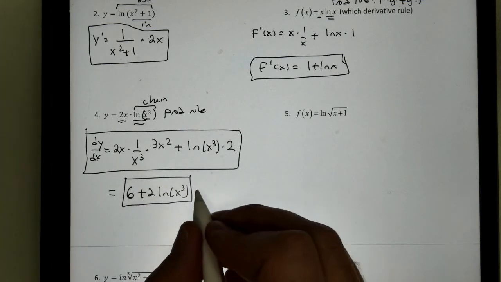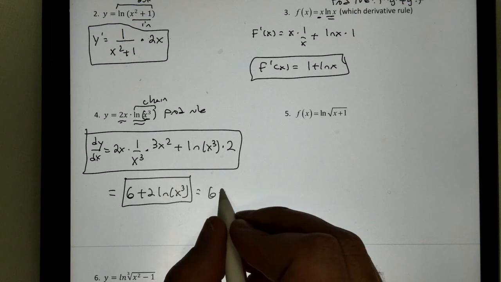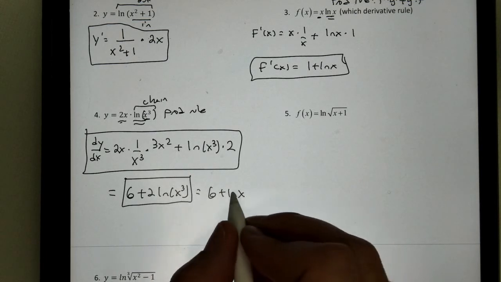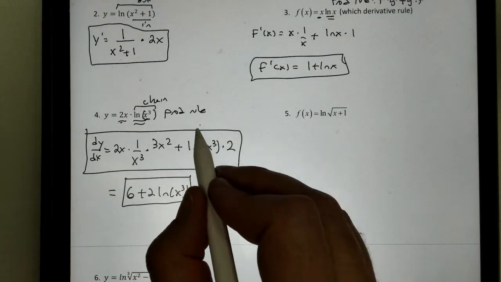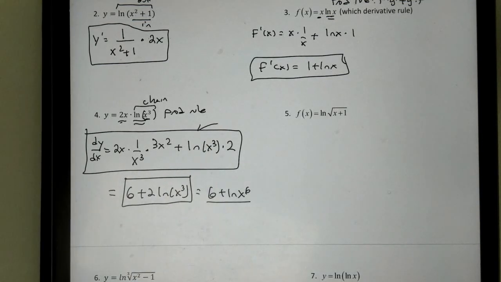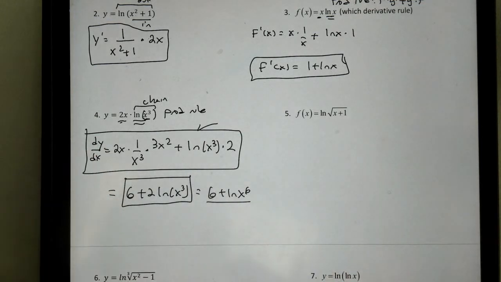You can always go further with logs. That's why people don't like logs. I can write this as 6 plus the natural log of x to the 6 if I wanted to. Don't be a hero. Leave it right there. You're good as gold on the derivatives here, okay? The problem, and I think why people don't like logs so much, is that there's so many ways you can simplify them, so just keep it easy.